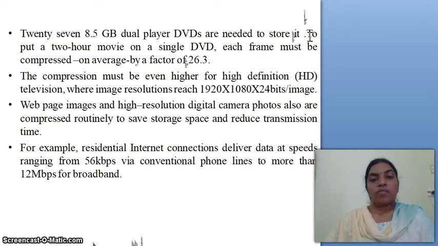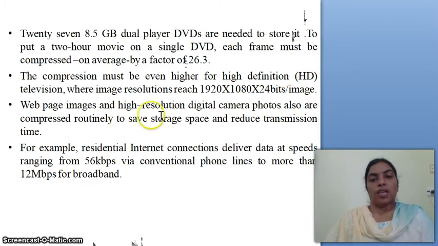Here, if each frame is compressed on average by a factor of 26.3, then only can you see this 2 hour movie on a single DVD. Right? With a 26.3 factor of compression of each frame, one single DVD is sufficient to see the 2 hour movie. The compression must be even higher for high definition televisions where image resolution reaches 1920 by 1080 by 24 bits per image. Right?